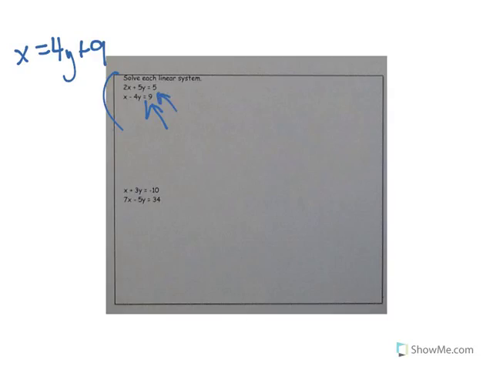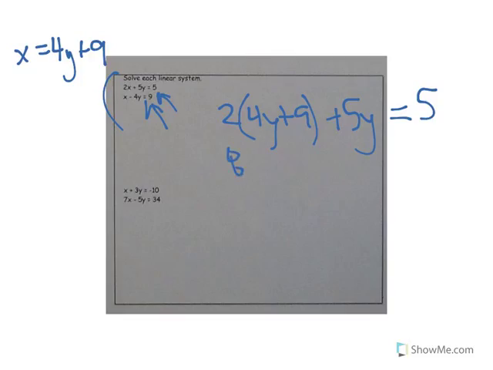Now over here, I'm going to plug in the value of x where that 2x is. So it's going to be 2 times 4y plus 9. And then don't forget the plus 5y part. That's equal to 5. Distribute that 2, so it's going to be 8y plus 18 plus 5y is equal to 5.